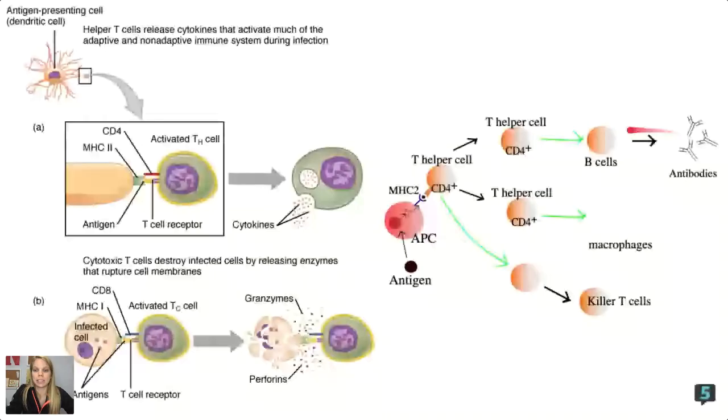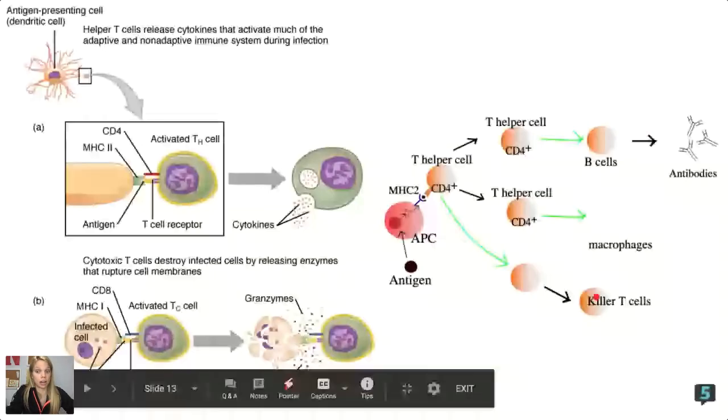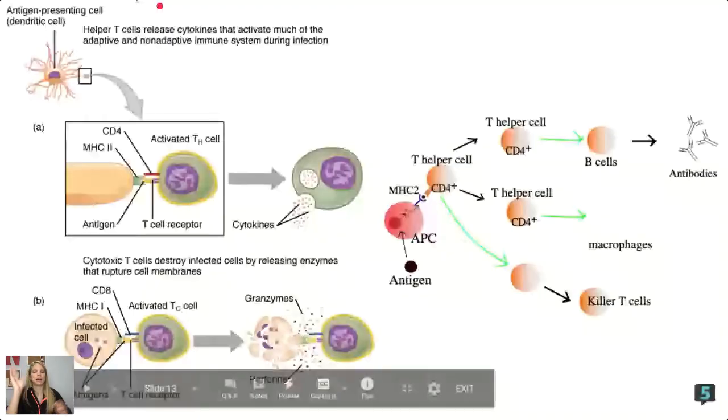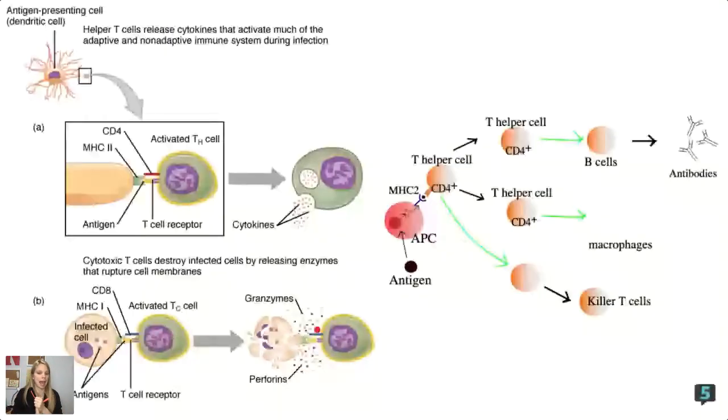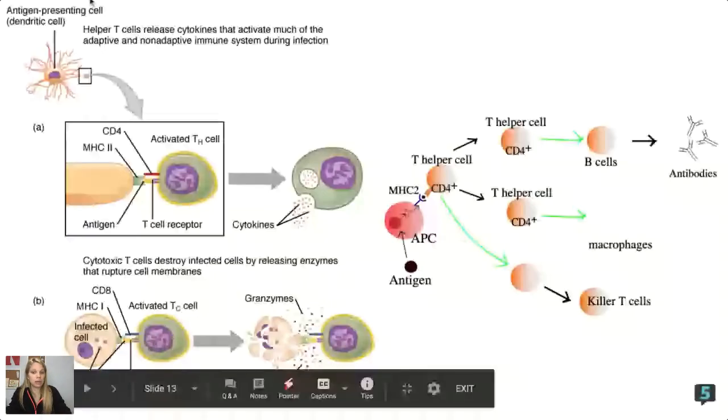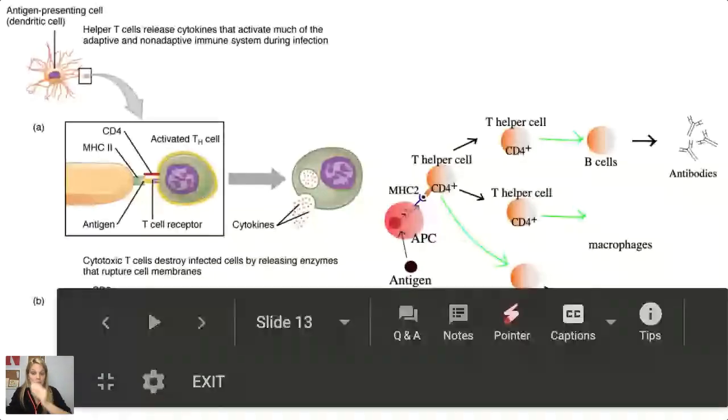Now, these helper cells can also go and get killer T cells, also called cytotoxic cells, and these will continue to go and just directly by themselves tackle that antigen. So you don't need to have all of this memorized. Let me make that clear. That's a lot of information.